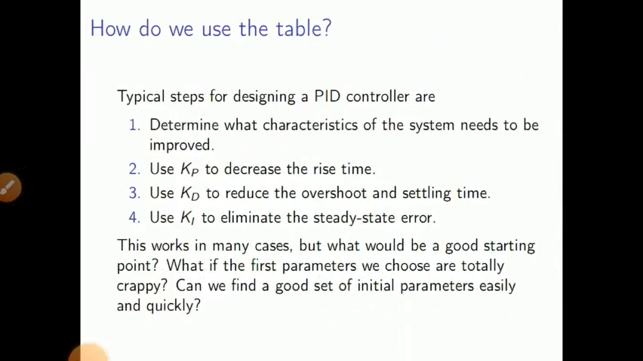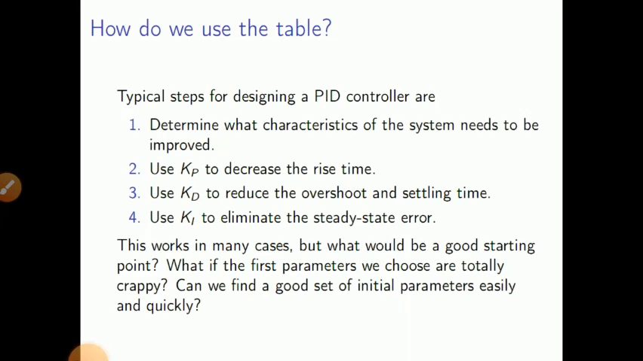So how do we use the table? Typical steps are available for designing a PID controller. The first step is to determine what characteristics of the system need to be improved. Then use Kp to decrease the rise time. Then use Kd to reduce the overshoot and settling time, and then use Ki to eliminate the steady state error. Like this you combine all three parameters.